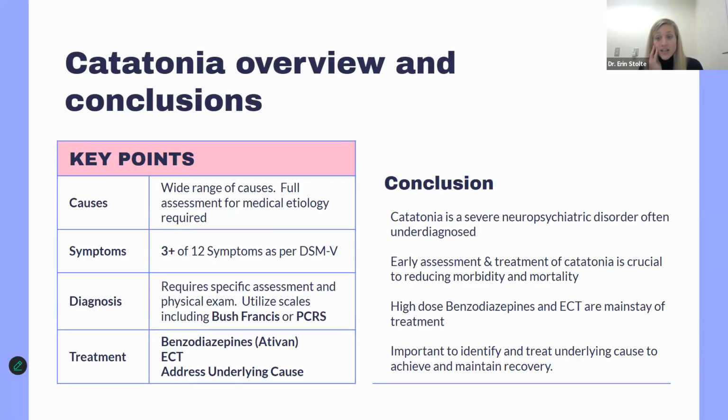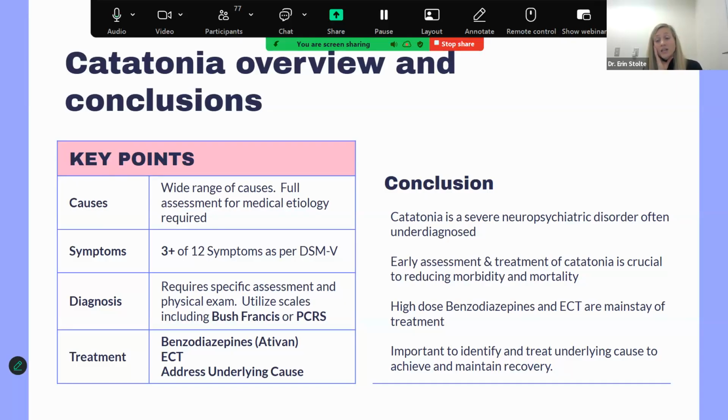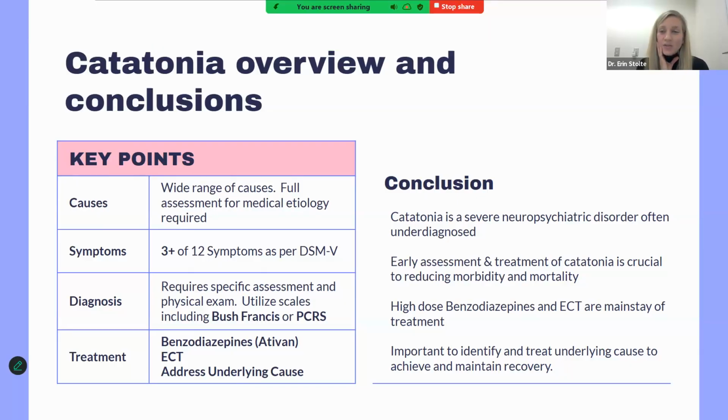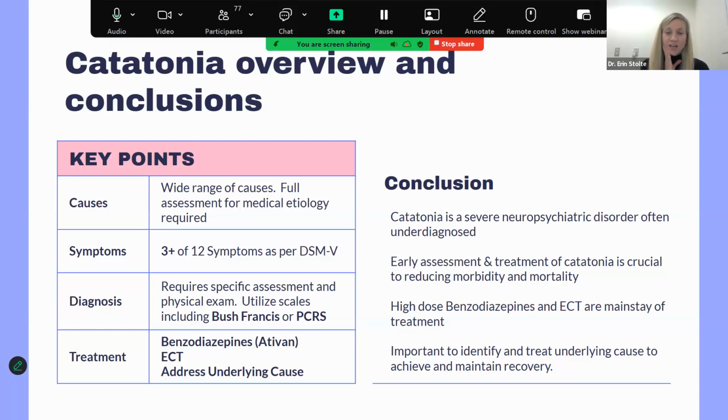Early assessment and treatment of catatonia is crucial to reduce morbidity and mortality, but I agree with Dr. Dary that the timing of that is tricky because you're trying to tease out response to underlying cause and response to catatonia treatment themselves. An Ativan trial is something that can be quite useful early on, just to see, is there improvement with Ativan or is there sedation?